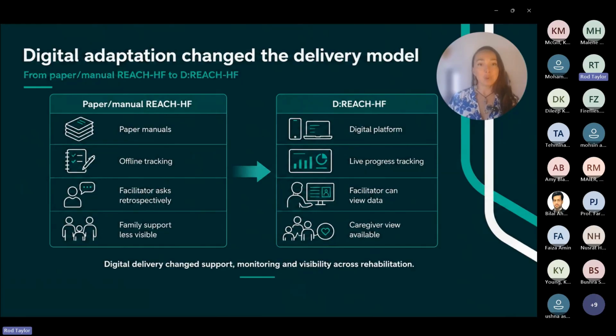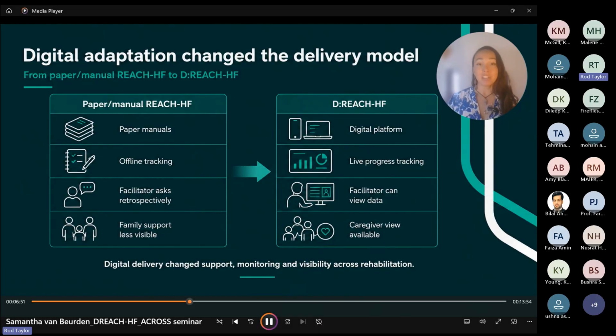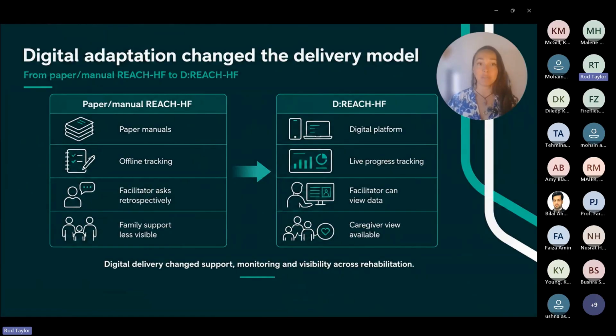This created new opportunities. For example, facilitators could prepare for consultations using patient-entered data, and patients could see their progress more clearly. But it also created new requirements: onboarding, digital confidence, usability issues, data boundaries, technical support, and workflow integration. So digital adaptation is not neutral in a way. It changes how patients, caregivers and healthcare professionals interact with the intervention itself.